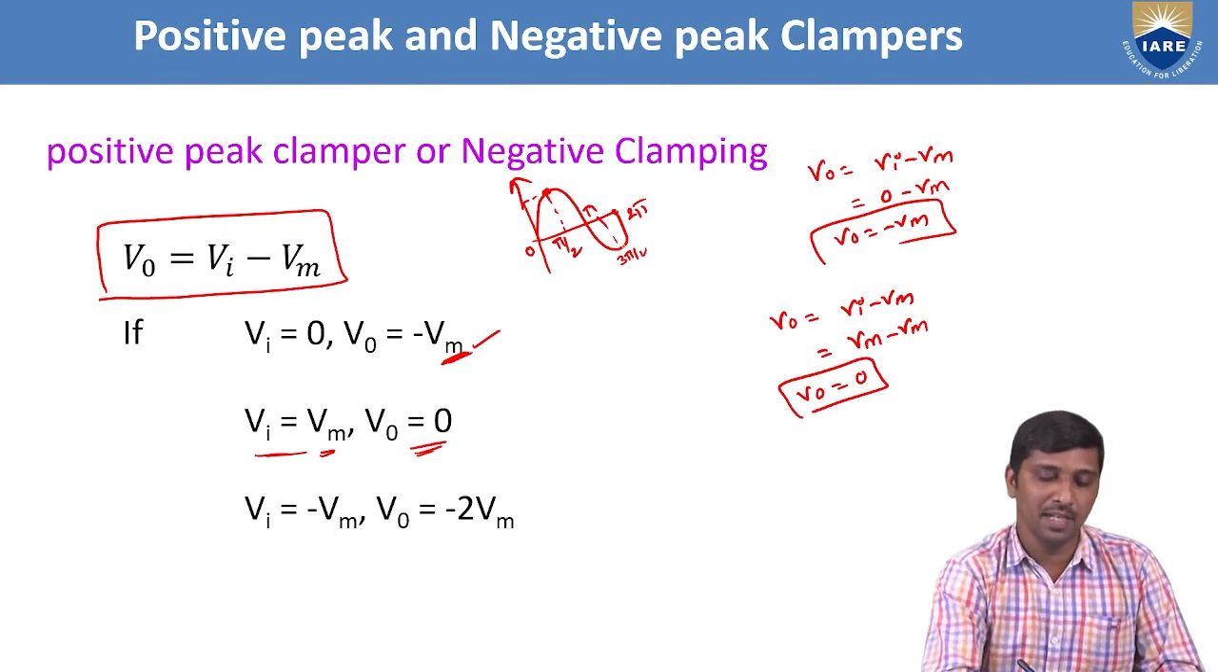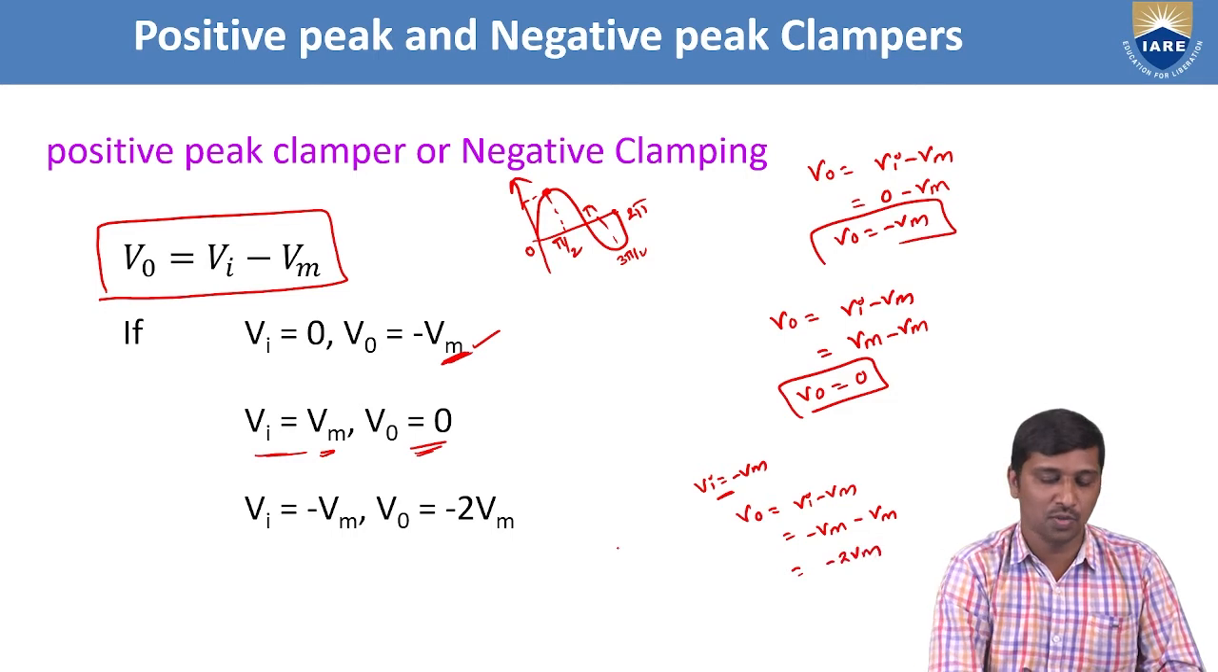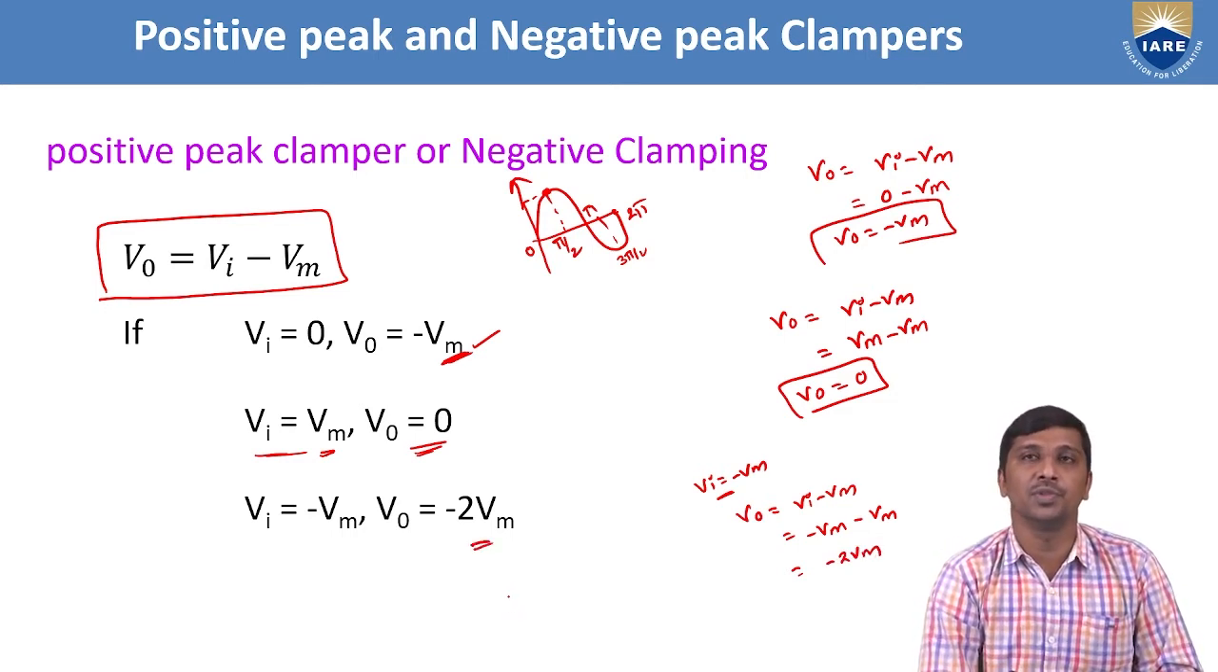Similarly, at the 3 pi by 2 condition, your input reaches minus Vm. Now we need to observe the output voltage across this point. So hence V0 is equal to Vi minus Vm. Your Vi reaches minus Vm, hence again minus of minus Vm, then becomes minus 2Vm. So these are the three parameters we observe with respect to your given input signal.